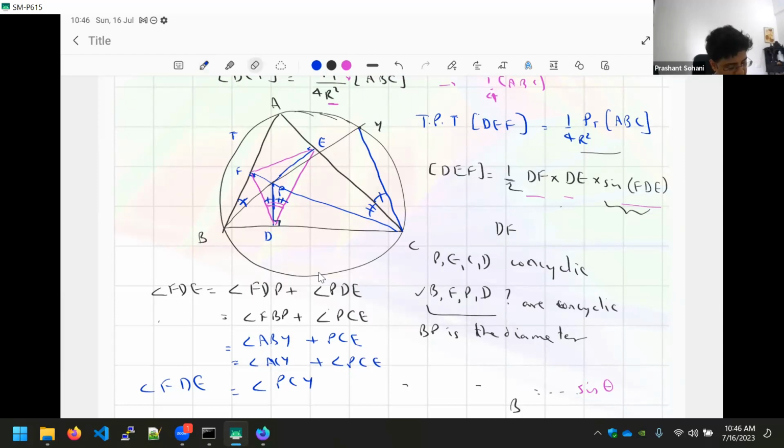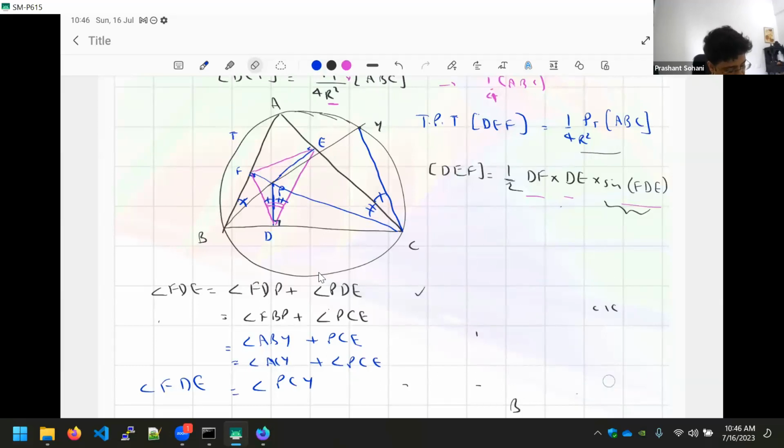So actually, they have three separate pieces of information, and now we'll try to put all of them together. Firstly, do we understand that for DF, DF is a chord in circle BDPF, whose diameter is PB or BP? So this is the first thing we understand about DF.